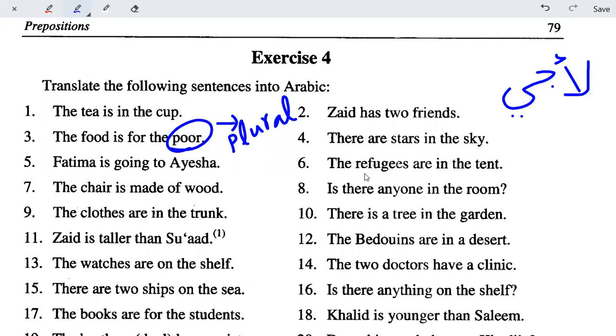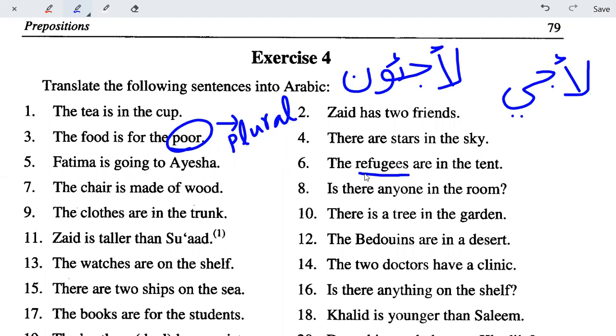But I am not sure about its plural form. Yes, its plural is lajiuna. I'm not sure about the spelling, but its plural is lajiuna. I think there's a Hamza here or something like this. So the plural of refugees is lajiuna. Okay.